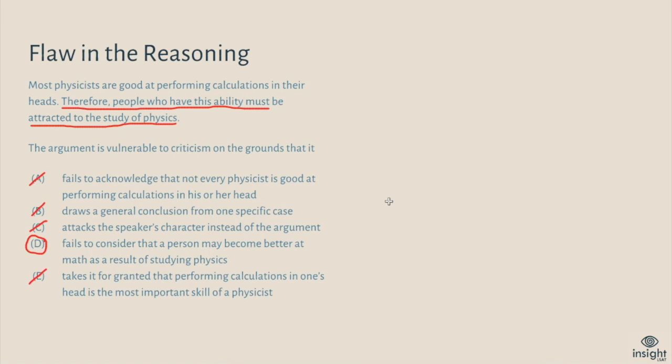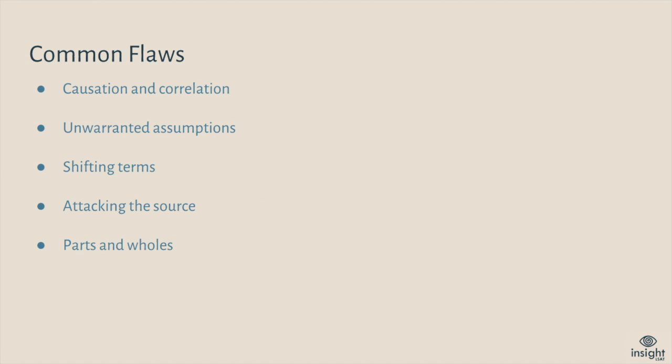Okay. And as promised, here is a list of some common types of flaws that you're going to see on the LSAT. There are other ones, so don't take this as an exhaustive or complete list, but these are really common, and you'll see them in many different forms. But the basic types are problems between causation and correlation. That's what we just saw, right?